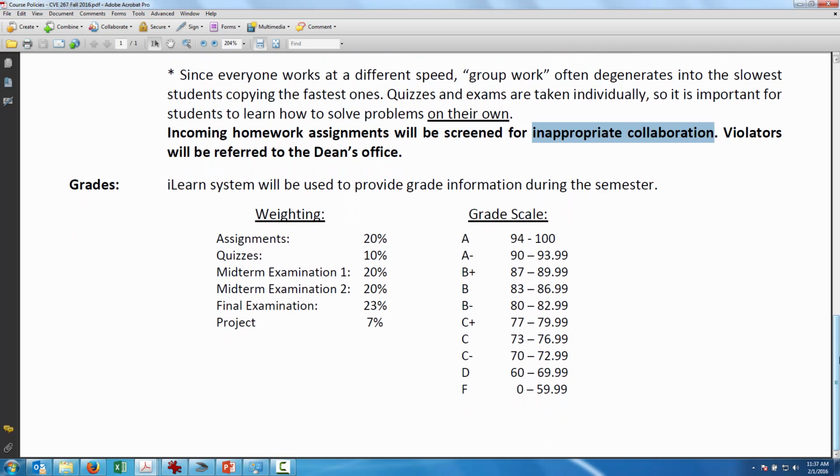Through the semester, you can use iLearn, the gradebook there, to find out on an updated basis what your grade is. You can see what the weighting of assignments are. For example, the assignments are 20%, quizzes are going to count for 10% of the grade, and so on. And then also provided in these course policies is the grading scale that's going to be used to assign a letter grade at the end of the semester to the score that you've earned.